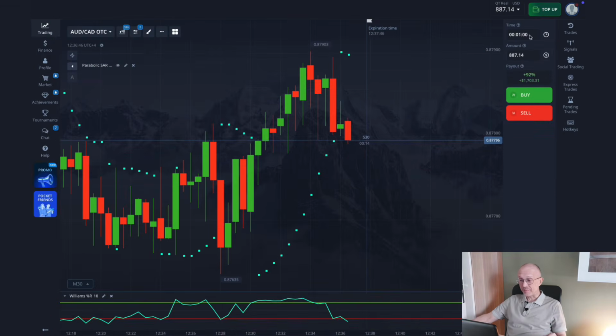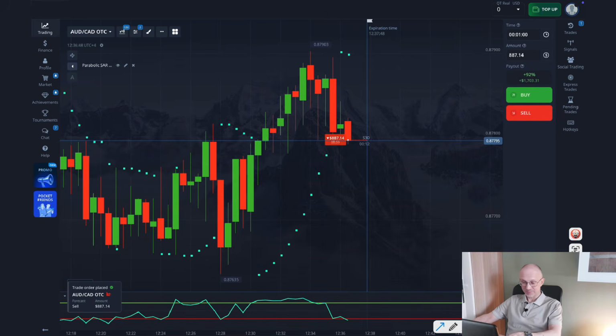After a series of impulses, the chart begins to show signs of overheating. Expiration is 1 minute, and I'm opening a short trade for $887. After a sideways movement, the price makes a sharp jump upward, as if it's going to continue growing, but the momentum quickly fizzles out. There's no continuation.